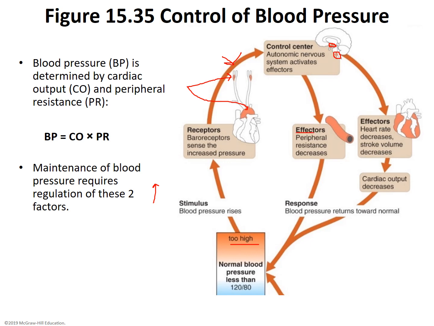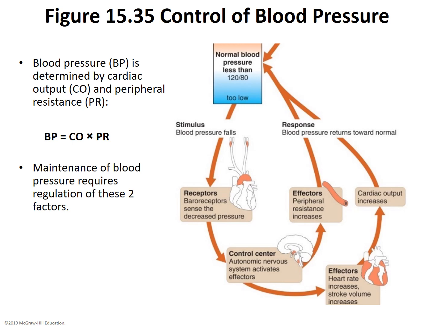One of the things that's going to be used to help is that peripheral resistance decreases. This is called an effector. So I'm going to go to my arteries and cause them to vasodilate. That's going to decrease resistance, and that's going to decrease blood pressure. The other effector is going to be the heart. Heart rate will decrease. That's going to cause stroke volume to decrease. Cardiac output decreases, and so blood pressure decreases. And then we're going to have this return back to normal.